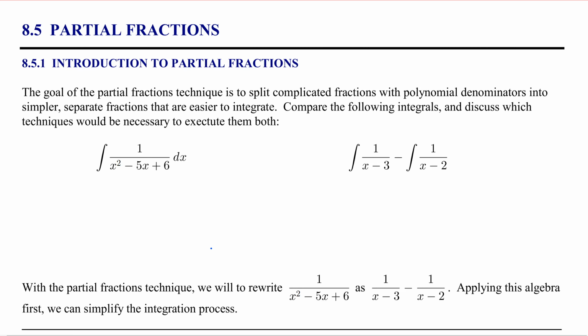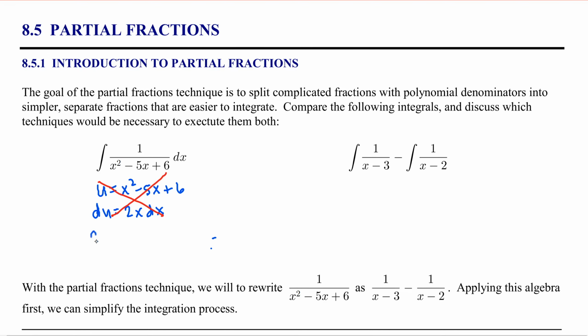Compare the following integrals and let's discuss which techniques would be necessary to execute them both. Now, if I look at the first integral, 1 over x squared minus 5x plus 6 dx, I might consider a u substitution, u equal to the denominator. But notice du involves x to the power of 1. So in order for this to work, I would also need an x to the power of 1 in the numerator, and the integrand just doesn't have it. So that technique is out.